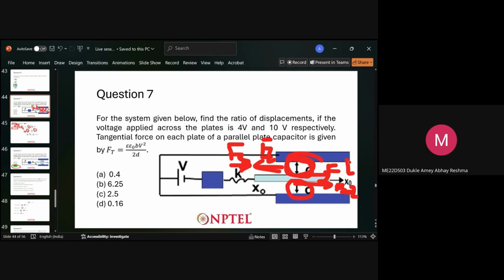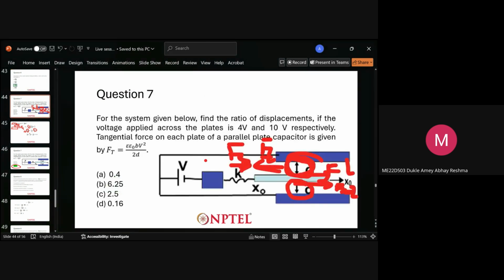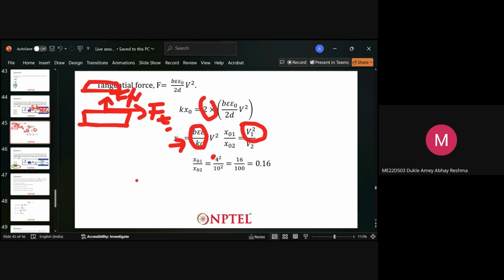Now, to be in equilibrium, the tangential force and the spring force basically act in opposite directions. The spring is pulling it apart. So the tangential force is moving it. Let's explain it with the figure. The tangential force is moving it in this direction, whereas the spring force is trying to bring it back.